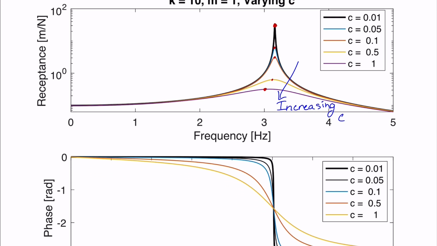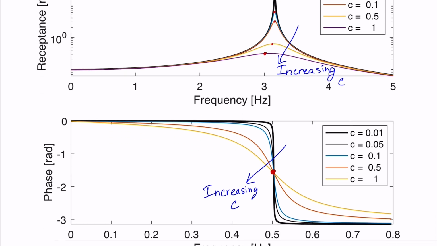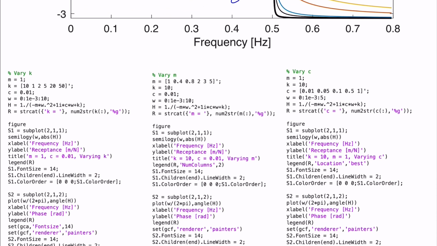And again, this is for the phase, it tends to flatten out for increasing C. But you can see that they're still all intersecting at 2 pi over here, roughly. Slight shift, actually. All right. So the MATLAB codes for how I created this are down here, if you ever wanted to use them.